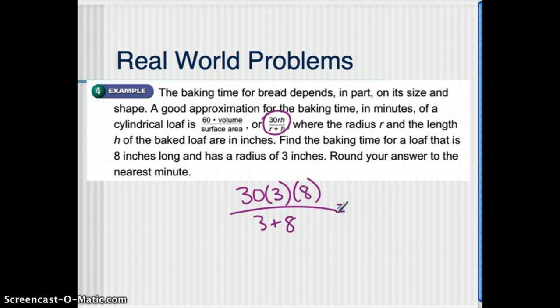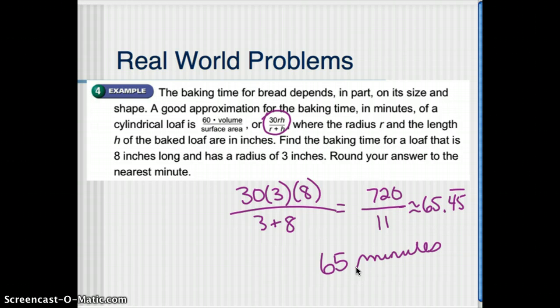So I'm just going to multiply this out. 30 times 3 times 8, I get 720. 3 plus 8 is 11. Then I divide: 720 divided by 11. I get about 65. Actually I get 65.45 with the 45 repeating. But it says round your answer to the nearest minute, so this is going to be 65 minutes. So this loaf of bread would take a little more than an hour to bake.